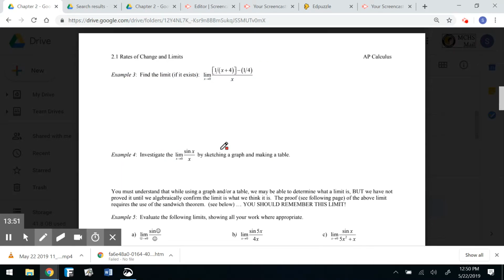Example 3, the limit as h approaches 0 of what we call a complex fraction. I am going to rewrite this.